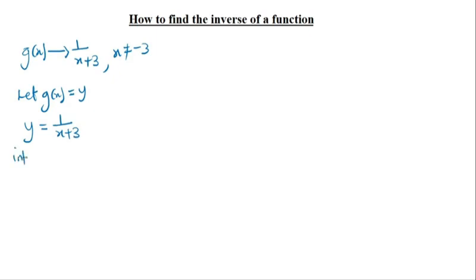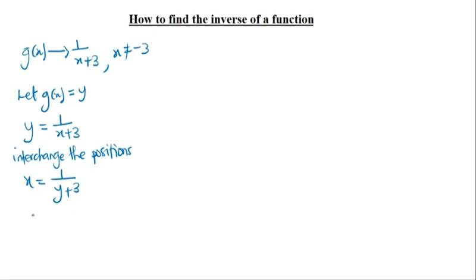Now that we have this, we interchange the positions of the variables that we have. So wherever we see y, we put x there. Wherever we see x, we put y there. So this whole equation becomes x is equal to 1 over y plus 3. So from here, we simply go ahead and solve for y, or we make y the subject to get our inverse of the function.